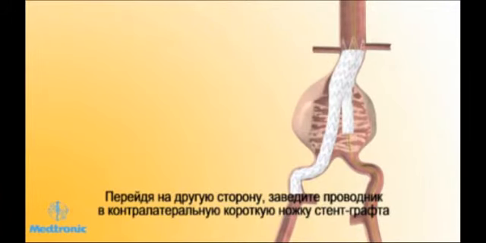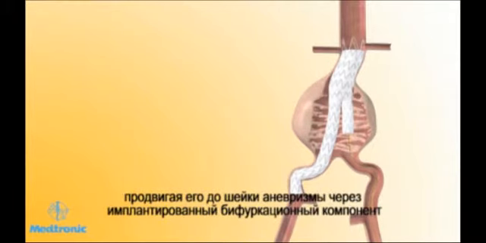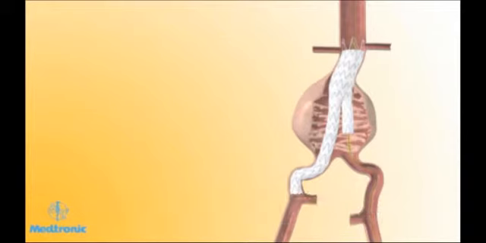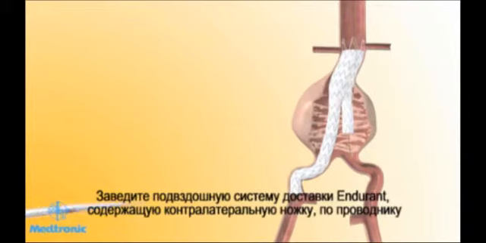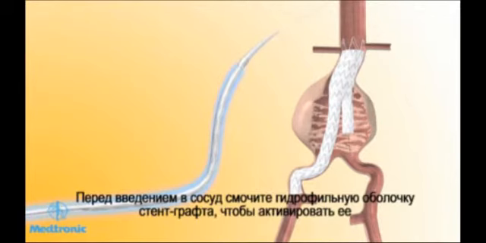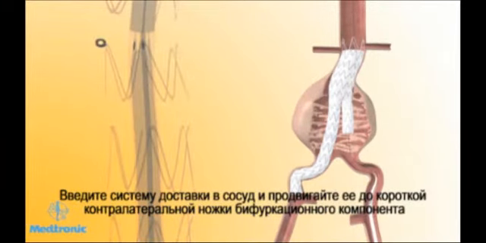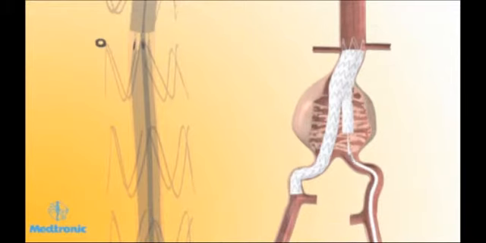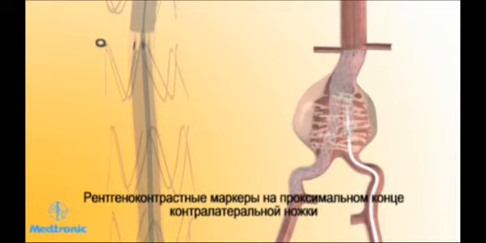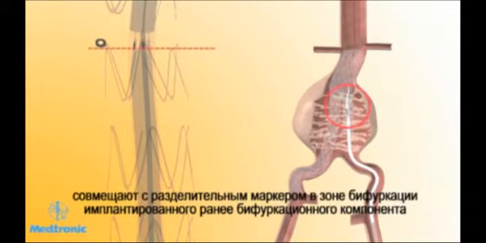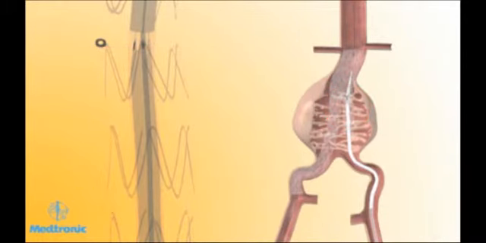On the patient's contralateral side, insert a guide wire through the contralateral stub leg and the aortic neck portion of the previously placed bifurcated stent graft. Place the Endurant iliac delivery system containing a contralateral limb over the guide wire. Wet the graft cover to activate the hydrophilic coating. Insert the delivery system into the vasculature and through the contralateral stub leg of the bifurcated stent graft. The radiopaque markers at the proximal end of the contralateral limb should be aligned to the radiopaque marker at the bifurcation of the bifurcated stent graft.